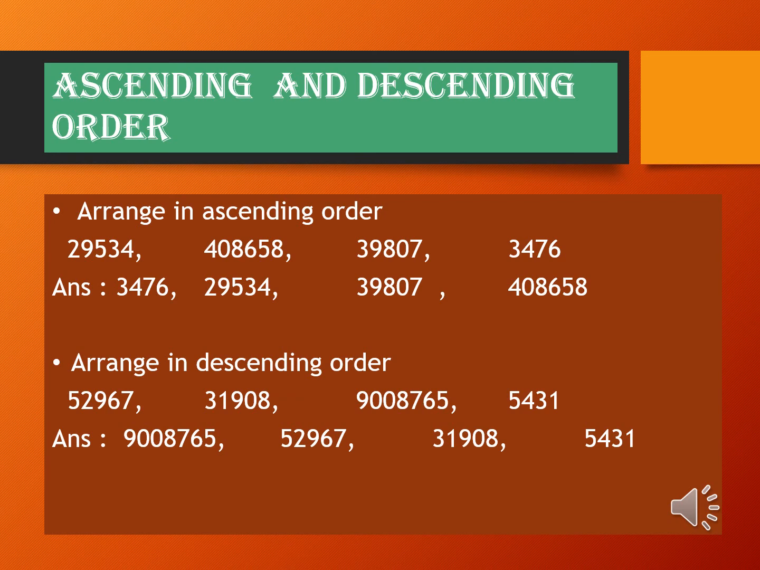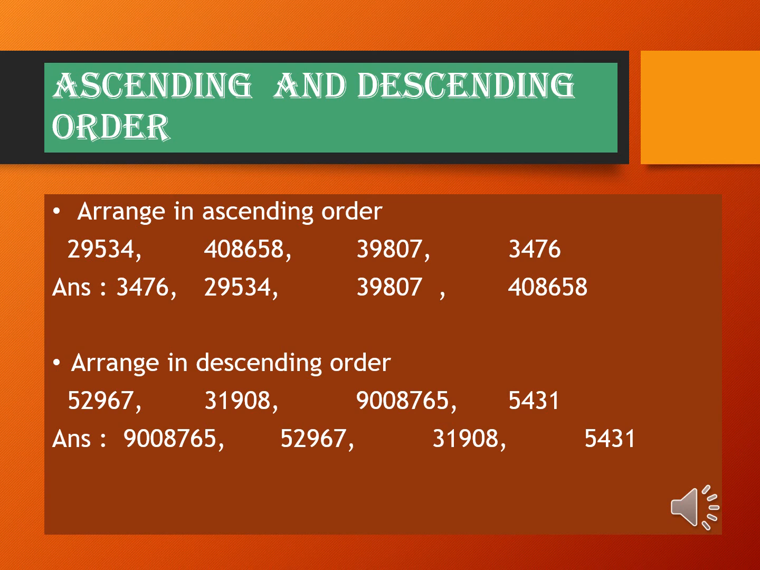And what are the numbers given here? 52,967, 31,908 and 90,08,765, 5,431. So, from those numbers, 90,08,765 is the greatest, that we can write first. And the last number 5,431 has only 4 digits, that will come in last position.